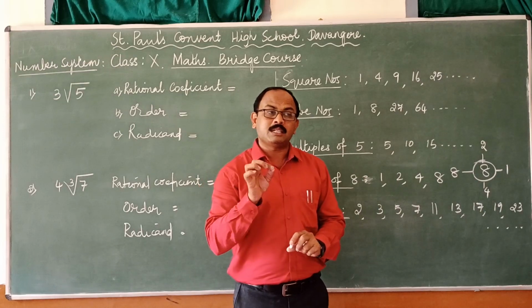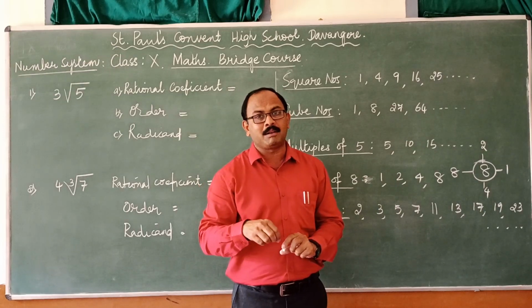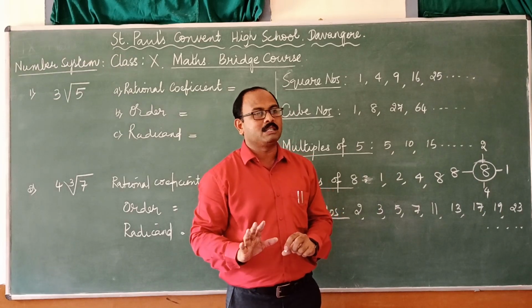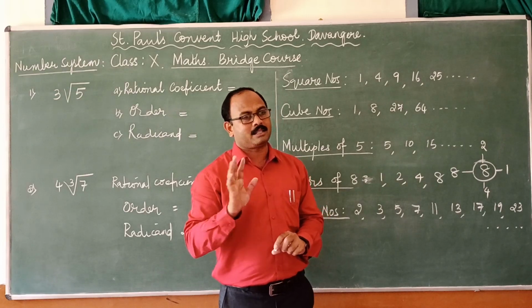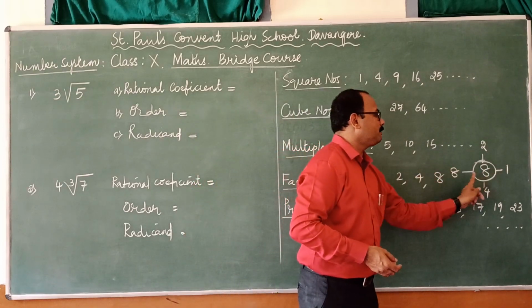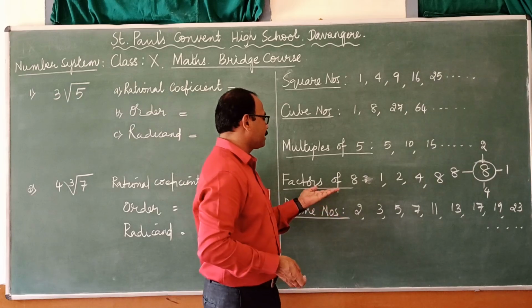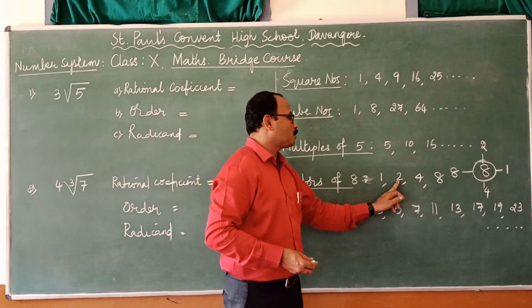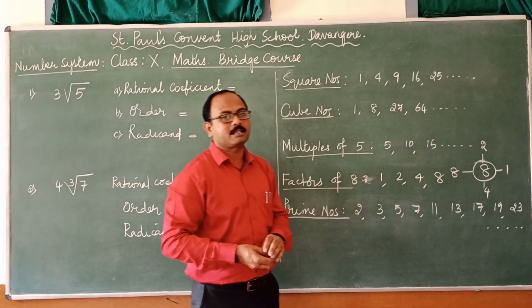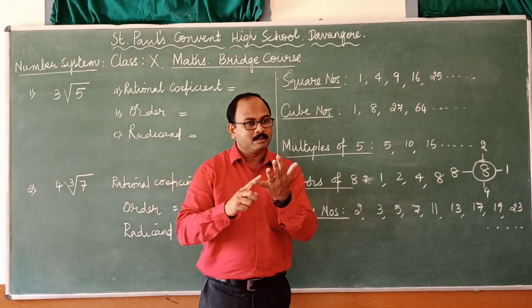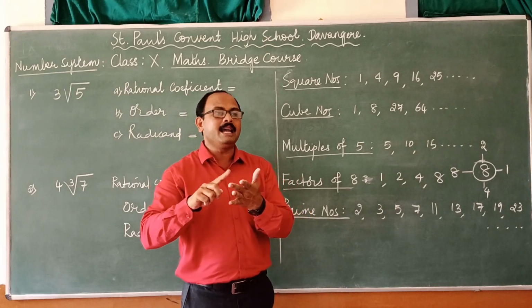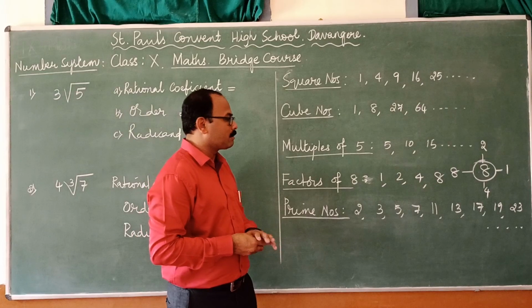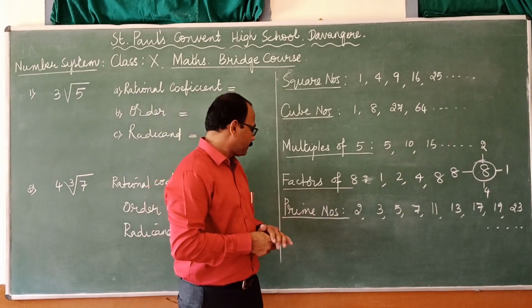Numbers which divide the given number completely are called factors. These are all the factors of this number. Similarly, I have taken factors of 8: 1, 2, 4, 8. Factors of 10: 1, 2, 5 and 10. This is how we calculate factors, children.